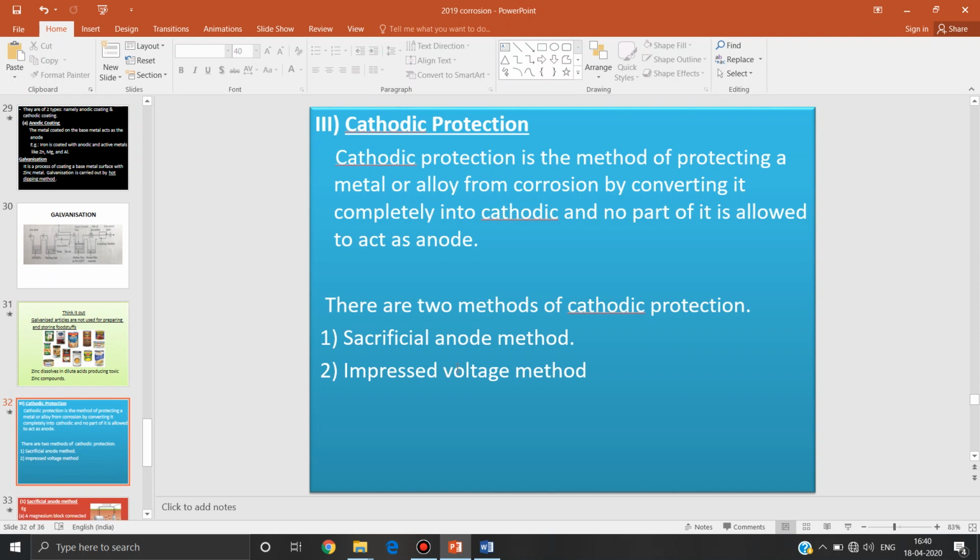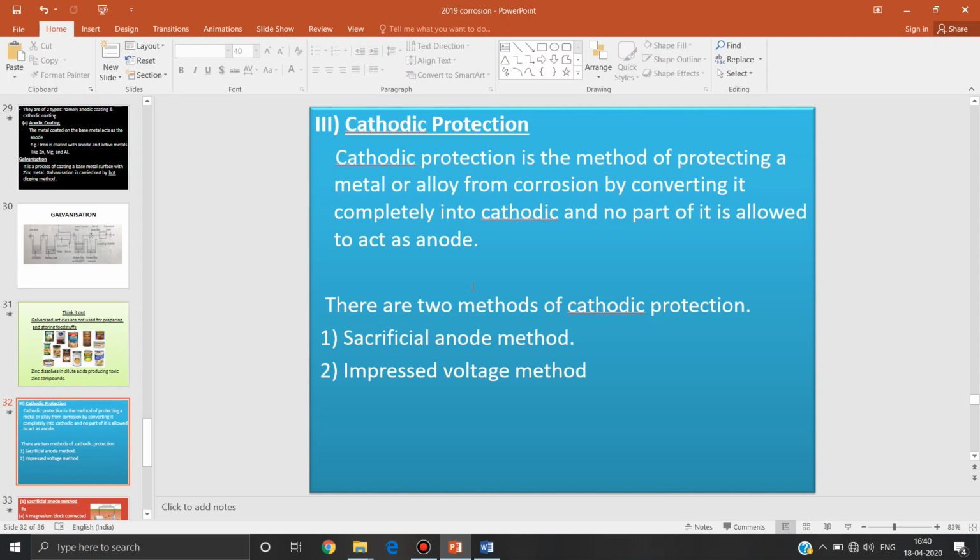Next is cathodic protection. What is cathodic protection? Cathodic protection is the method of protecting a metal or alloy from corrosion by converting it completely into a cathode, and no part of it is allowed to act as an anode. This base metal is completely converted into cathode, because corrosion always takes place at the anode. Now, which acts as anode? One separate metal, which you have to fix to the cathodic base metal, will undergo corrosion.